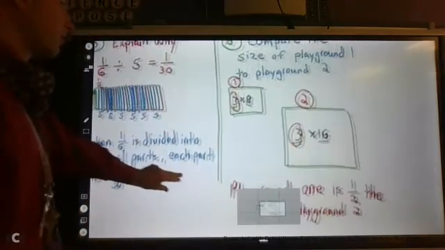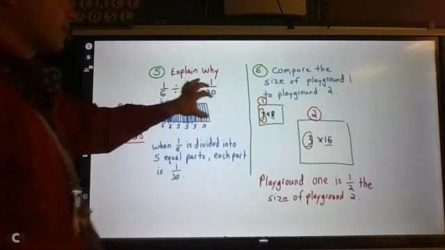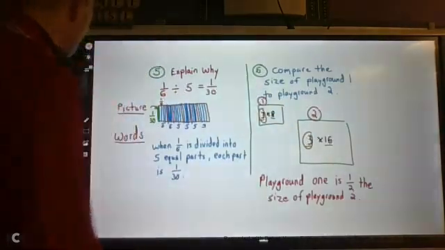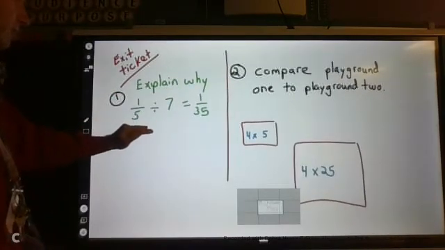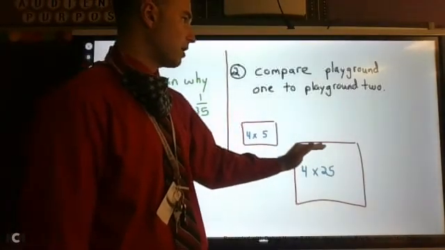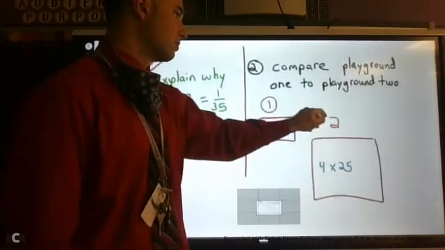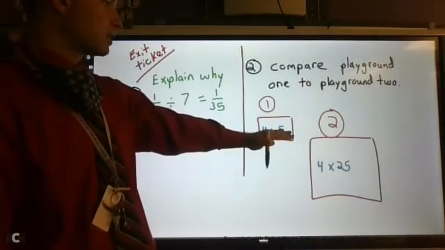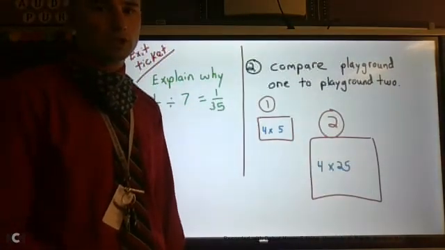Okay, so there's 2 separate problems. It's all about explaining today. Explaining this type of division problem and explaining these 2 different sizes. That's what you're working on doing for the exit ticket for both questions. You're explaining the why for question 1, and you're comparing the playgrounds for question 2. So this is playground 1, and this is playground 2, where you're comparing the sizes. How much smaller is this playground compared to this playground? Think fraction.